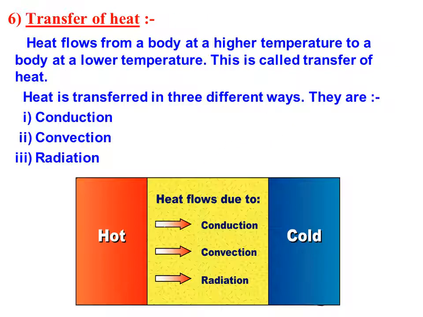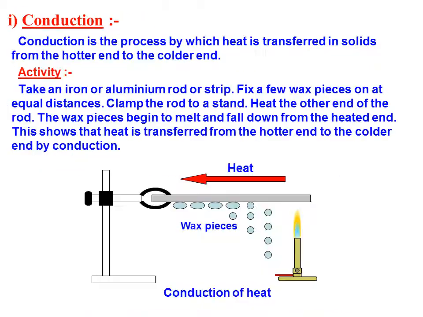Transfer of heat. Heat flows from a body at high temperature to a body at low temperature. This is called transfer of heat, and there are three processes by which it transfers: conduction, convection, and radiation.